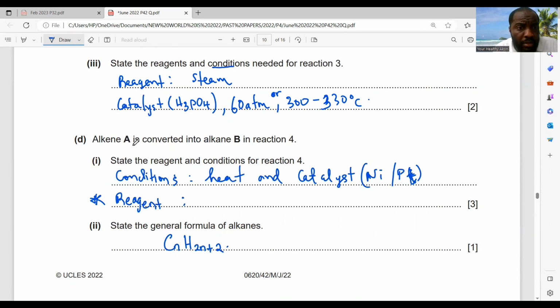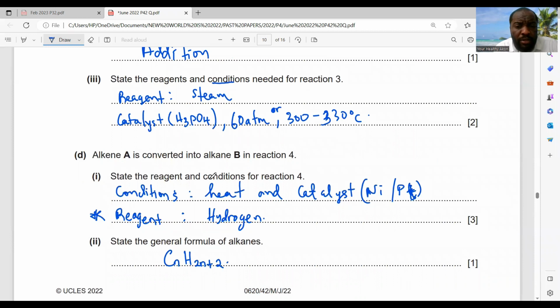hydrogen, with a catalyst. So alkene A is converted to what? Alkene B. So we need hydrogen here, right? We need hydrogen as a reagent. That's it. So we continue checking if there's anything else. And by the way, if we're using hydrogen, converting what? An unsaturated alkene to a saturated alkane.